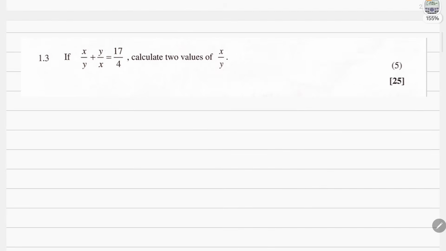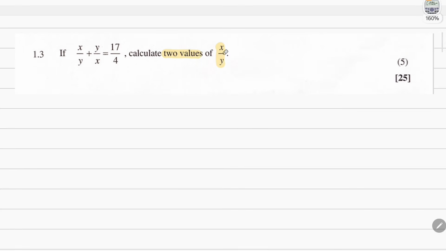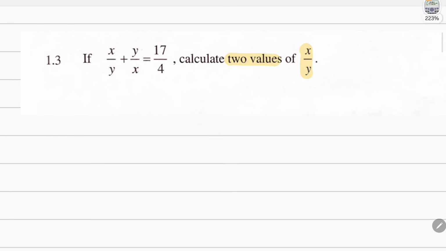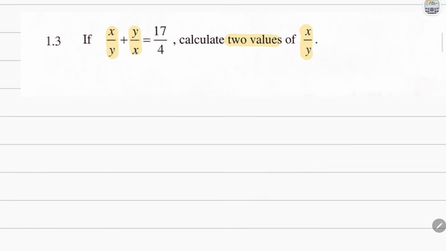Question 1.3 says, if x over y plus y over x is equal to 17 over 4, we need to calculate the two values of x over y. Okay, so find the values of x over y. You will notice something about this equation. X over y and y over x, very similar.